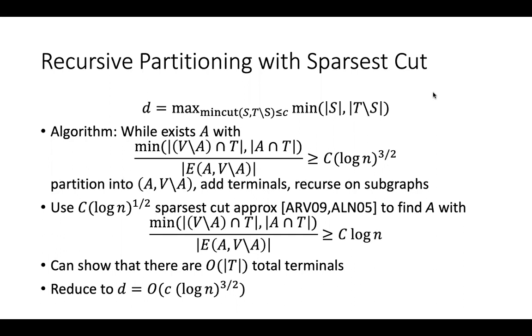So if there exists such a sparse cut, then you can use a root log n sparse cut approximation algorithm to find an A where the sparsity of the cut is at least log n instead of log n to the 3/2. And you can prove that if you partition recursively with cuts that have sparsity log n, then there's at most O of T total terminals at the end of the procedure. And through this, we reduce to the case where d is at most C times log n to the 3/2.